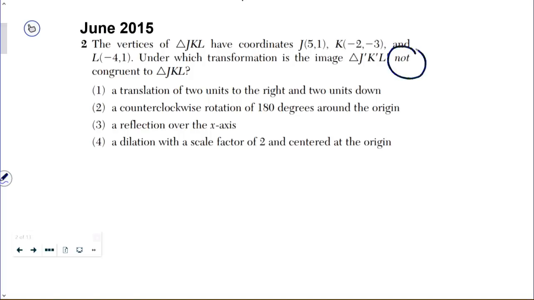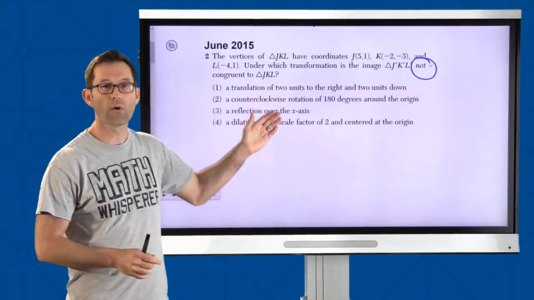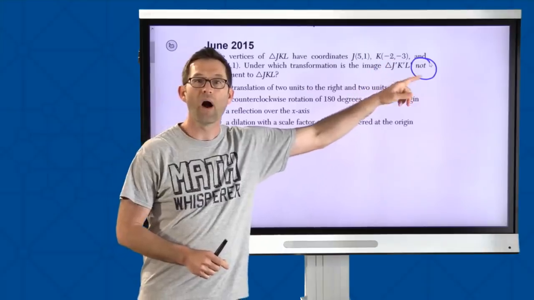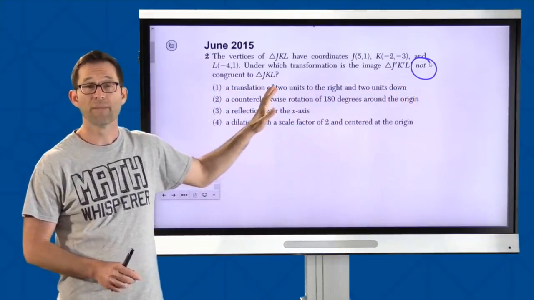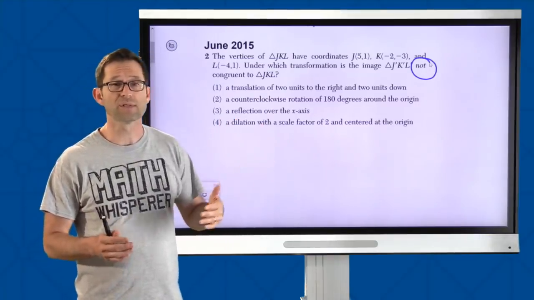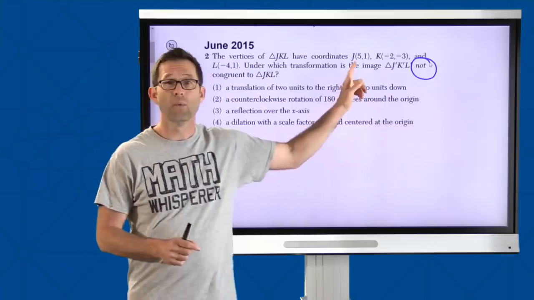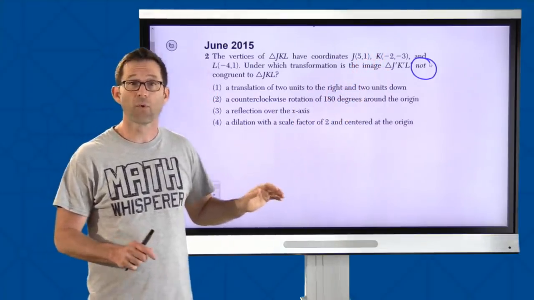All right, so this is very, very important. I'm looking for which of these four transformations will not cause the image triangle to be congruent to the original. Now, one of the interesting things about this problem is that they give you some information that is just wholly irrelevant, which is the coordinates of the three vertices of the triangle. But let's look at the four choices, right?